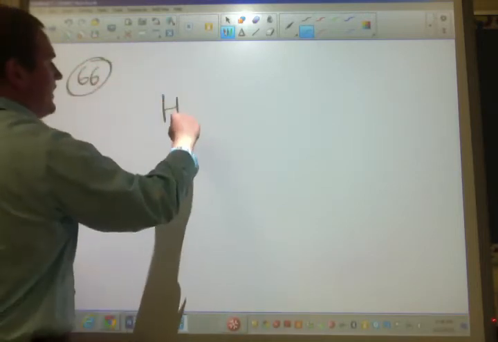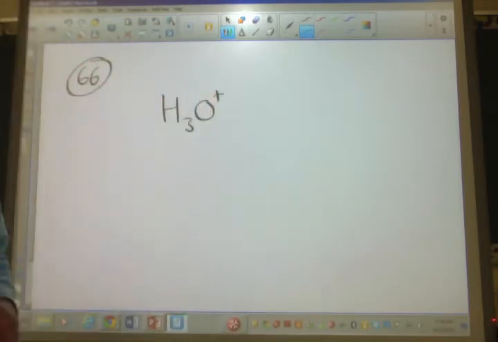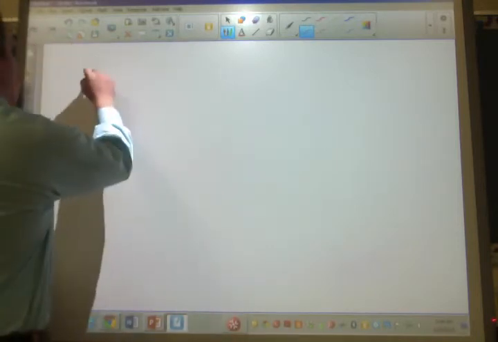Hydronium ion, H3O+. This is crucial for acids. Basically, it's a water molecule with an extra proton stuck onto it.